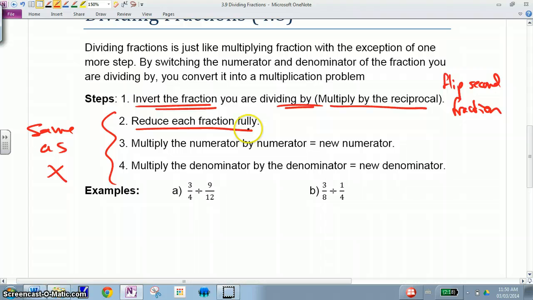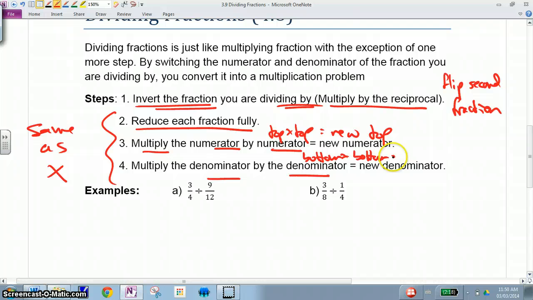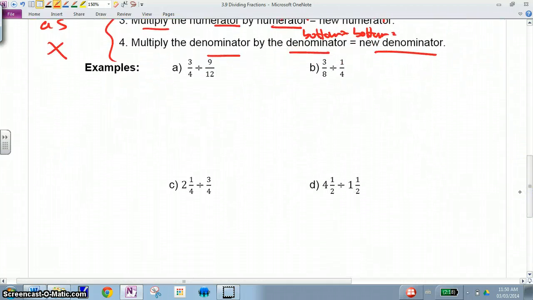We reduce each fraction fully, multiply the numerator by the numerator. So this is top times top equals new top. Multiply the denominator by the denominator, bottom times bottom equals new bottom. All right, those are the steps. Let's do one together, and then I'll have you stop and try it.